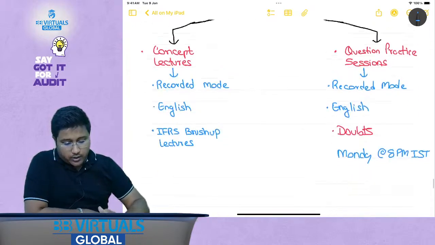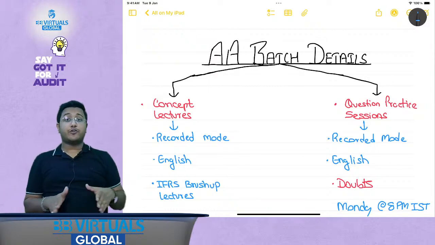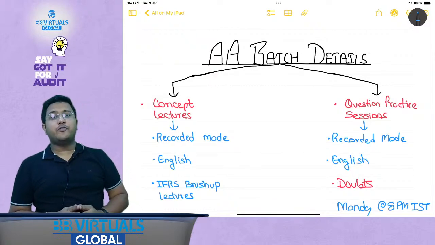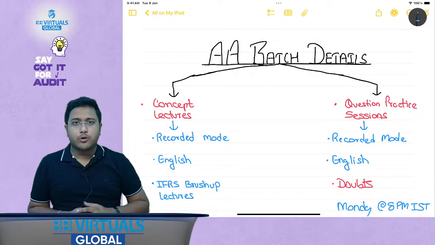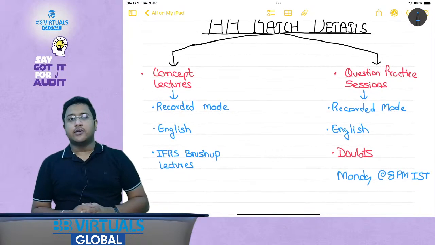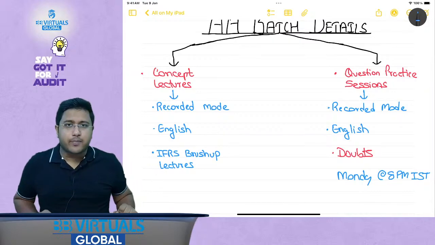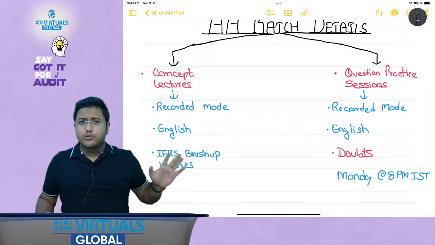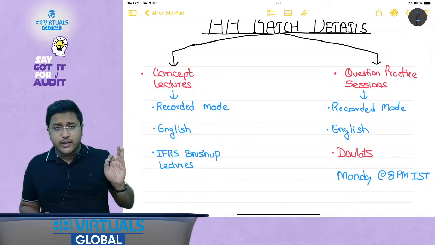Now, when I talk about the batch details, my dear friends, the AA batch is starting from today. That is why we have considered this as an orientation session where we have discussed everything about the AA syllabus. Now, we have divided the batch into multiple parts. One part of it is the concept lectures, which would be delivered to you in the recorded mode. It would be fully in the English language.